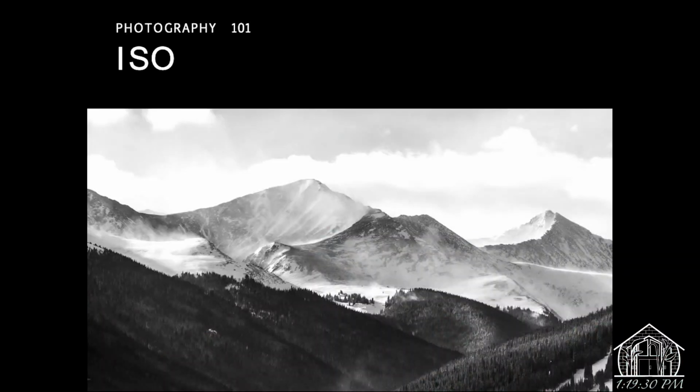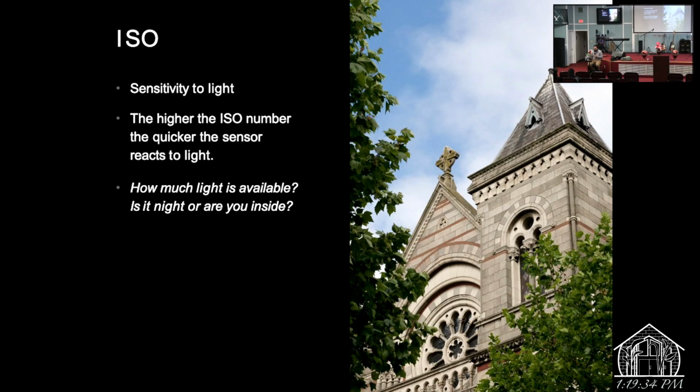We just touched a little bit in the beginning. So ISO is sensitivity to light, basically. So the higher the ISO number, the quicker the sensor reacts to light. You're activating those sensors, so little sensors inside the camera. How much light is available? Is it night or are you inside, basically?